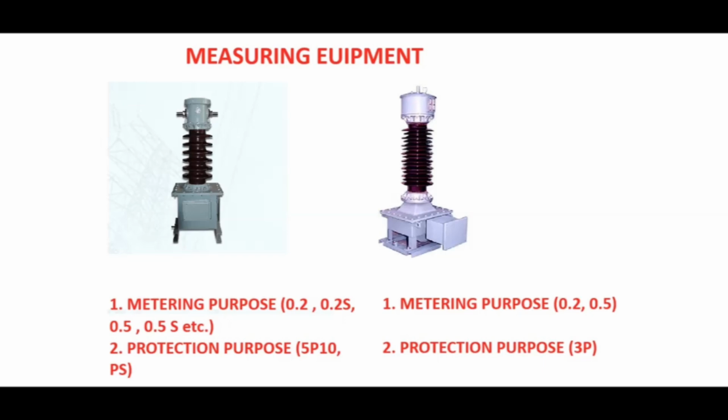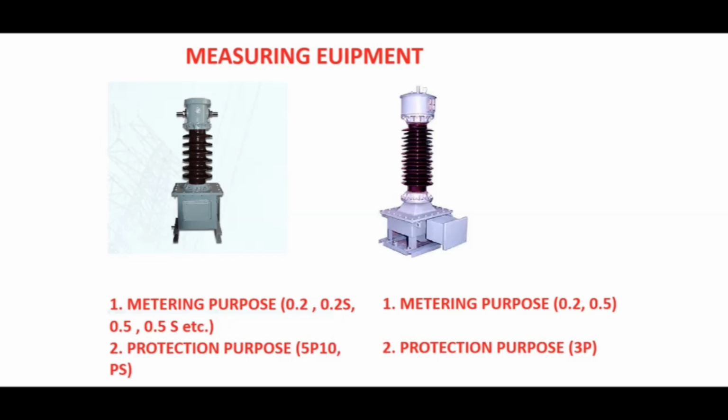So what is the purpose of this measuring equipment? Number one is the metering purpose, that is for billing purpose. Number two, there is a protection purpose. We need to measure the current during fault condition or measure the voltage during fault condition. So basically both are measuring equipment.